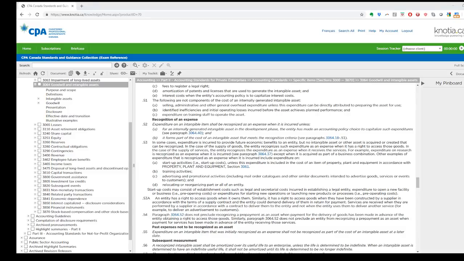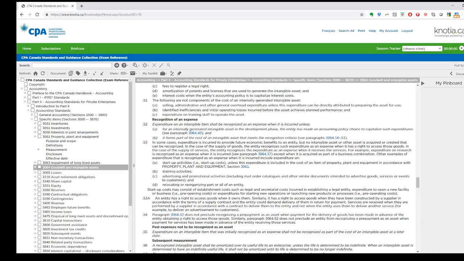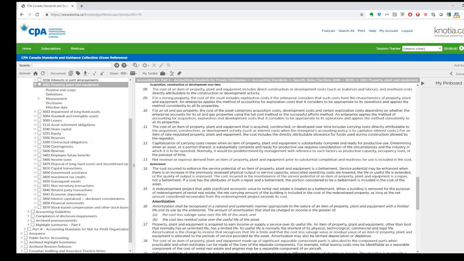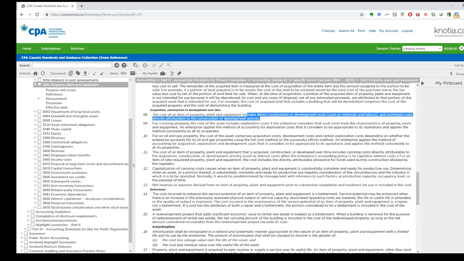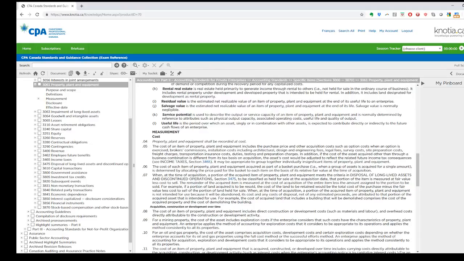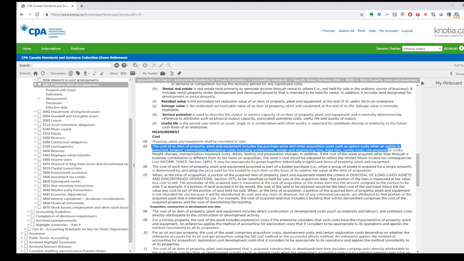I'm just going to pull that up for you to take a look. And so costs, acquisition costs or development over time. Click that section. Costs include direct construction, development, material. Again, because they're developing and putting it into making it ready. Capitalization of carrying costs ceases when it has been substantially completed. And then here, on a general, finished fixed asset, the cost of an item, you include brokers' commission. It can include architectural design, engineering fees, all this stuff.